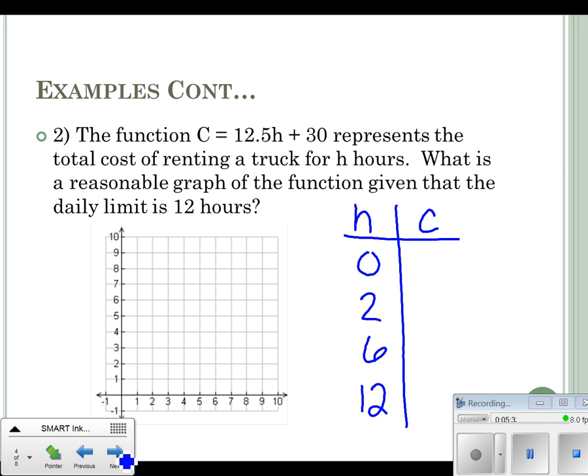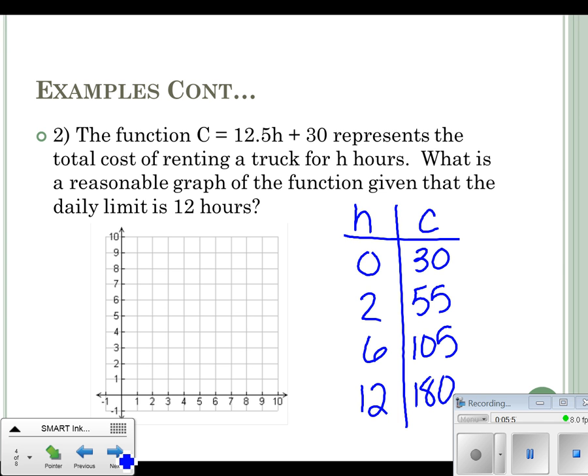So we're going to take 0, put it in for h. 12.5 times 0 plus 30 is 30. Put in 2 for the h. 12.5 times 2 plus the 30 would be 55. Put in 6. 6 times 12.5 plus 30 gives you 105. And then put in 12. 12.5 times 12 plus 30 gives you 180.